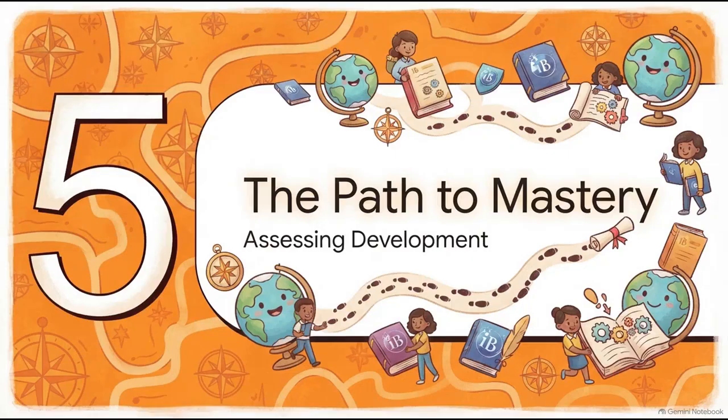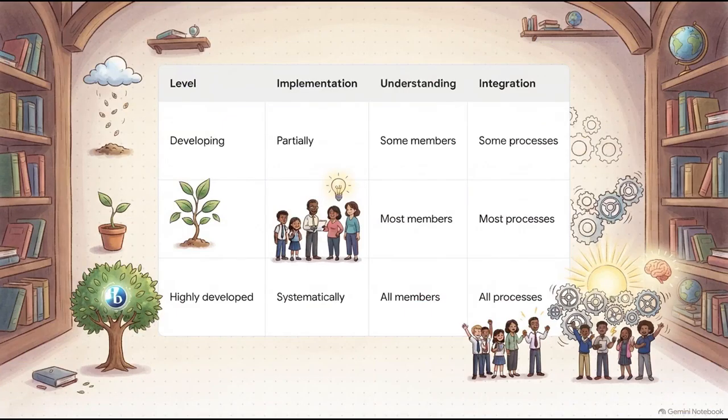Section 5, the path to mastery, where we talk about assessing development. When you're looking at your progress, this rubric right here is going to be your best friend. It breaks down the shift from a policy that's just starting to take root versus one that's systematically developed across the board. Notice how it progresses across 3 key areas: implementation, understanding, and integration. So, if a practice is labeled developing, that means it's only partially implemented, and maybe only some folks understand or integrate it.